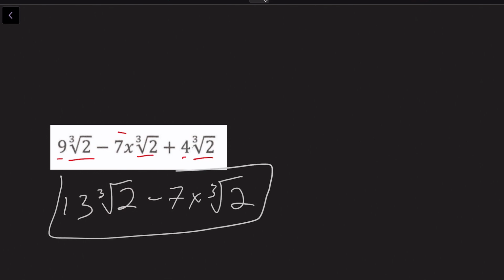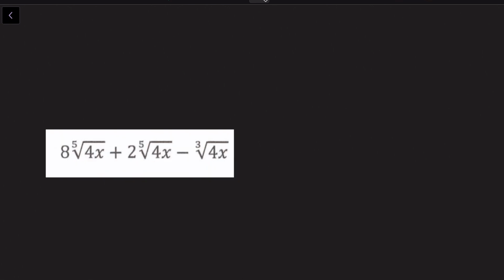And that would give us 13 cube root 2. And we would leave the 7x cube root of 2 alone. And this would be our final answer.